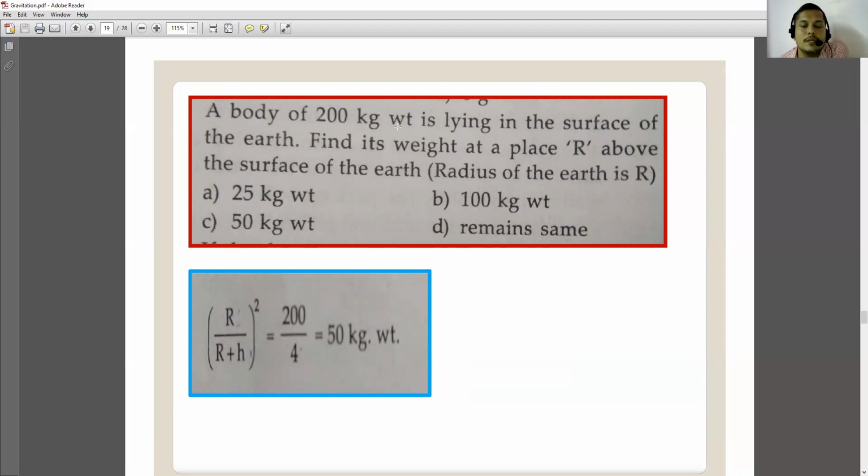Where do we have to find its weight? R above the surface of the earth. The place given is R, and R means the radius of the earth, which we have to consider. So we know the equation, R divided by (R plus h) squared, that is the relation. So from that we can determine the value as 200 by 4, which is equal to 50 kg weight. So this is the answer.